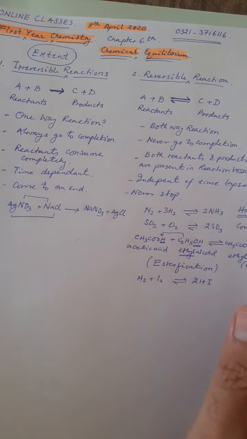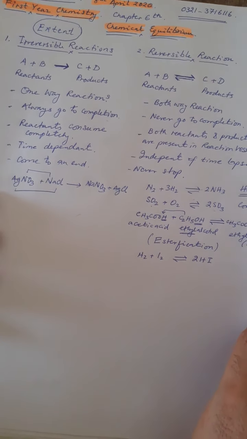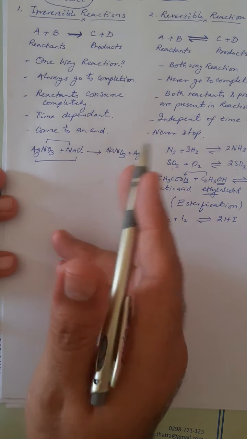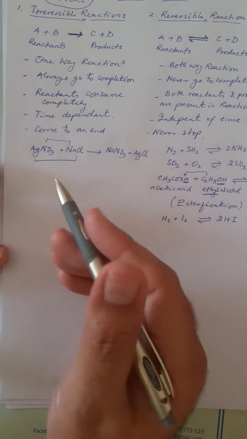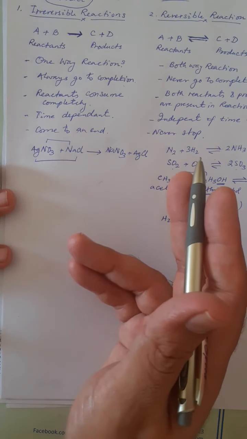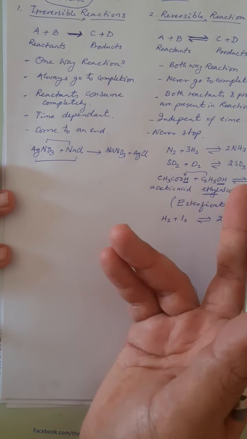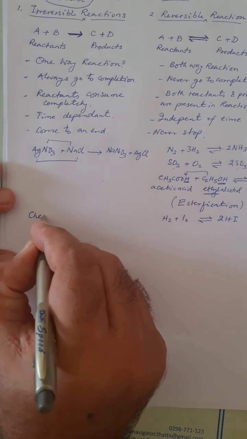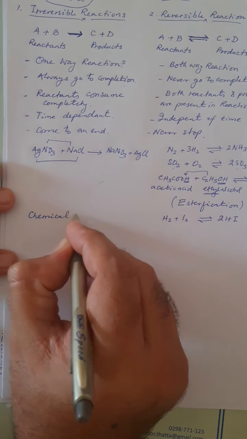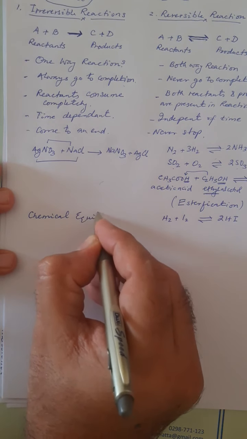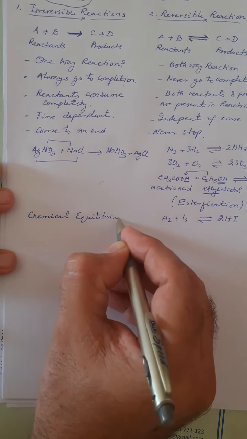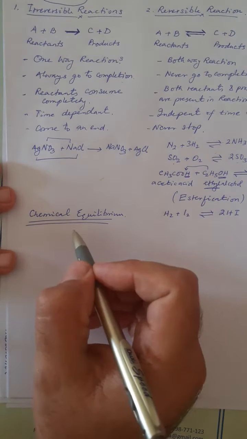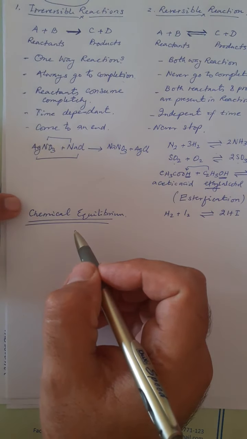So I will take advantage of this opportunity and I will go to my next topic. The next topic is the chemical equilibrium. So this is the name of the chapter, chemical equilibrium, and the topic is also chemical equilibrium. And I will teach you what is chemical equilibrium in detail right now. It's our next topic. First topic is this, next is chemical equilibrium.